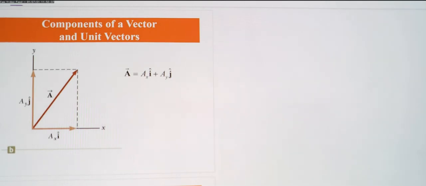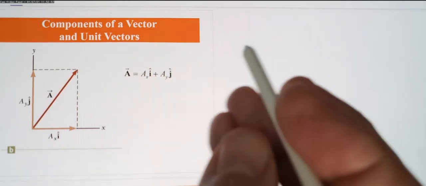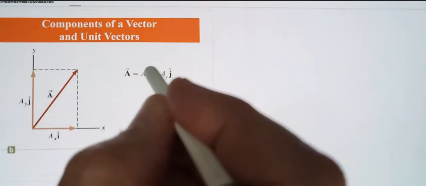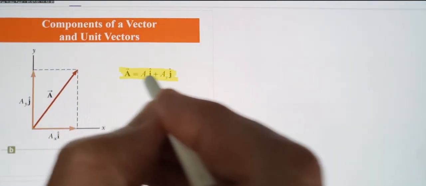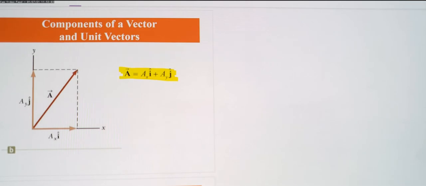Okay, once we define the unit vector, then we can write A as I did a while ago: the component of A in the x-axis and the component of A in the y-axis. And this is the proper way to write our vector.